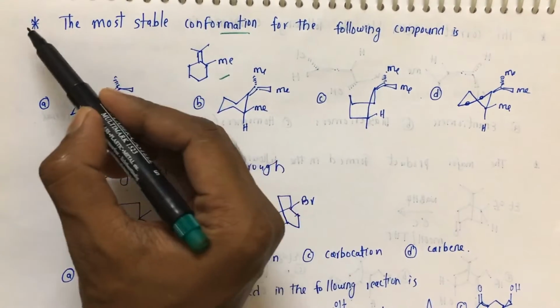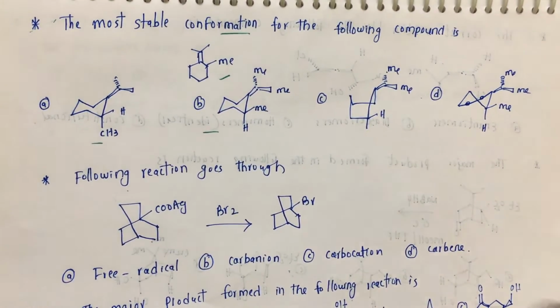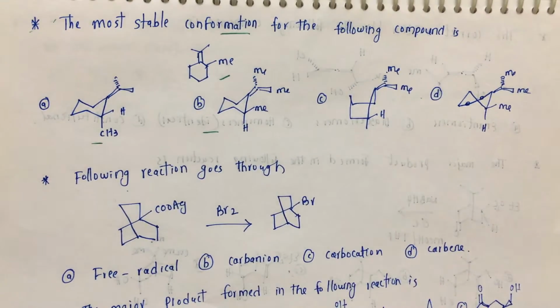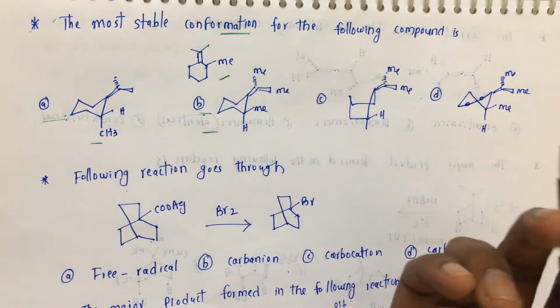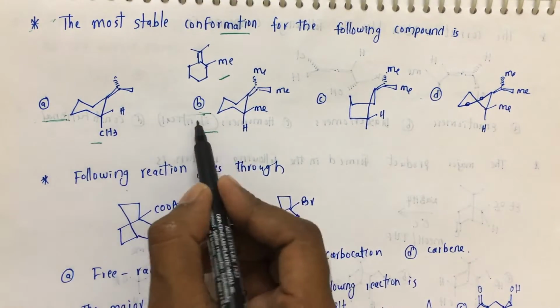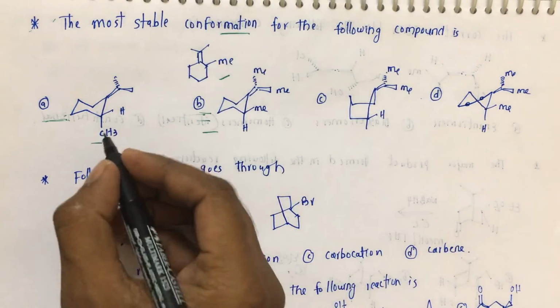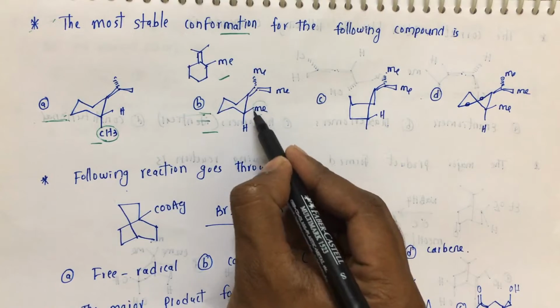So here, the first question is: the most stable conformation for the following compound is. Here we know that the chair form is more stable, and the answer will be among these two only. For cyclohexane, the chair form is more stable. The answer will be in these two only. And now we have to see which one is more stable. So here we have the methyl group axial, and here we have the methyl group equatorial.